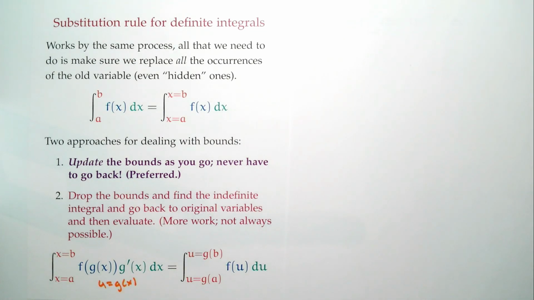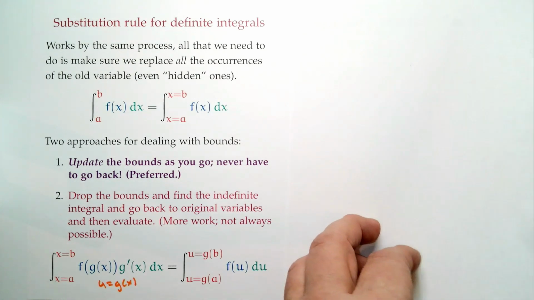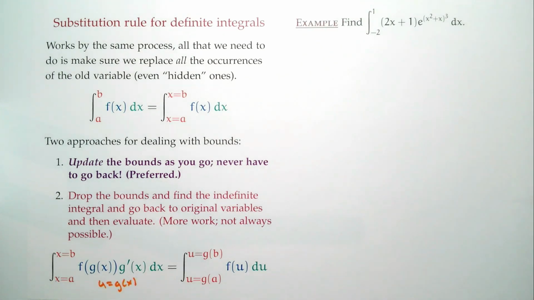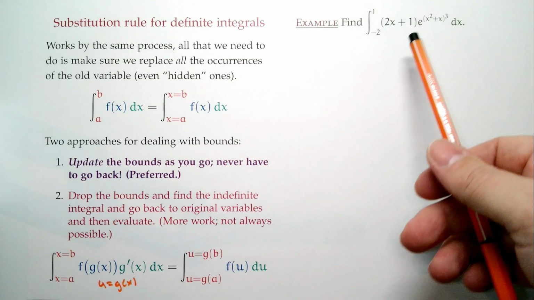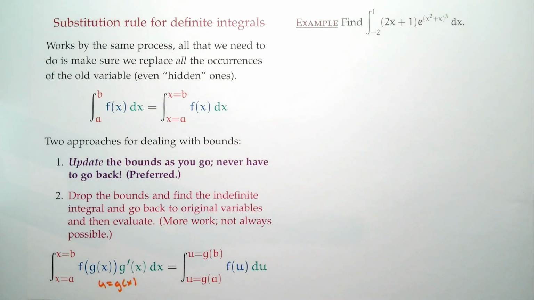All right. Well, time for some practice. So I said I wanted to show an example of why it's useful to update the bounds as you go. Suppose you have this problem, the integral from -2 to 1 of 2x plus 1 times e to the power x squared plus x cubed. It looks like a harmless integral. How bad could it be? Well, let's find out how bad it could be.